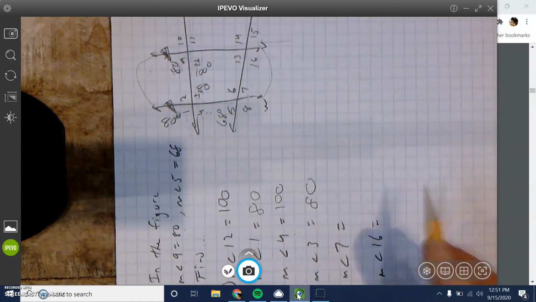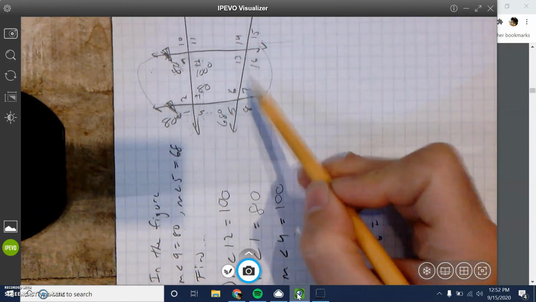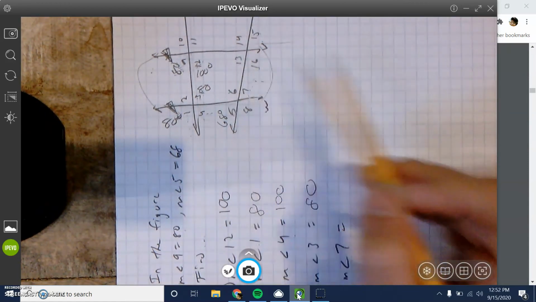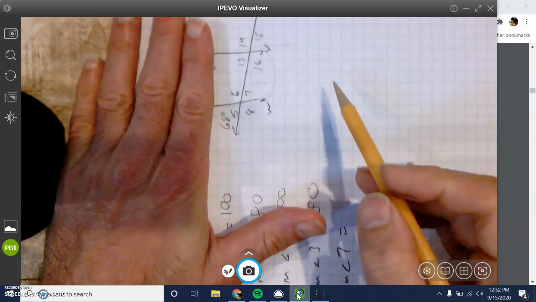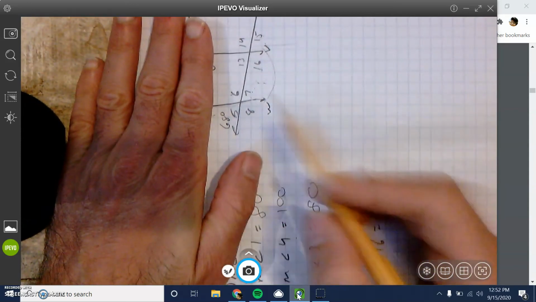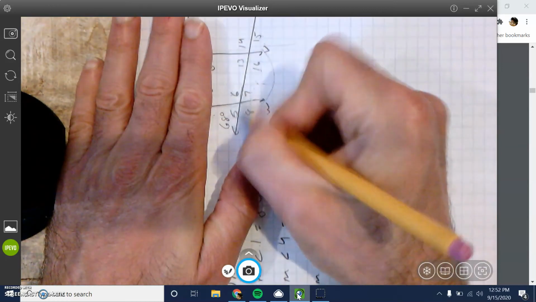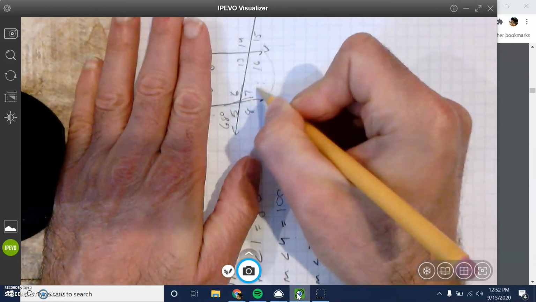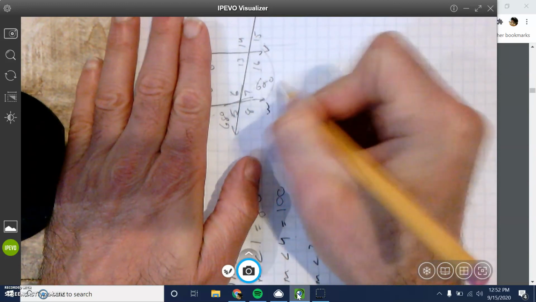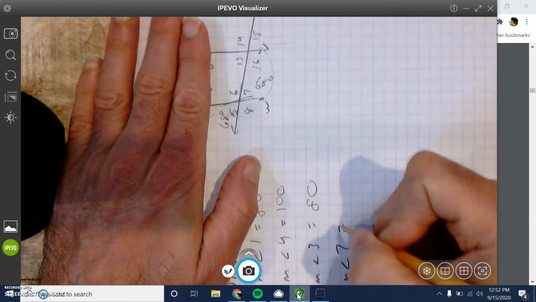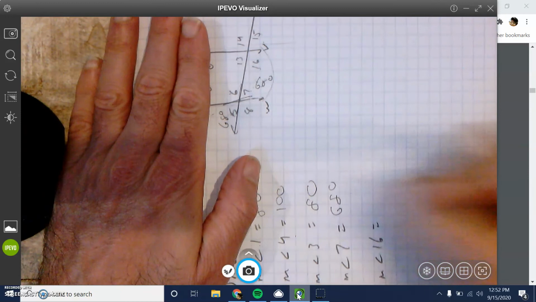Angle 7, where are we at? Angle 7. Now I'm on the other transversal. So now I'm going to ignore this one. It's angle 7. What's that going to be? It's vertical, right? See the X? See that X? Yeah, so that's 68. Got it. I'm good. 68. That's why I'm the teacher.